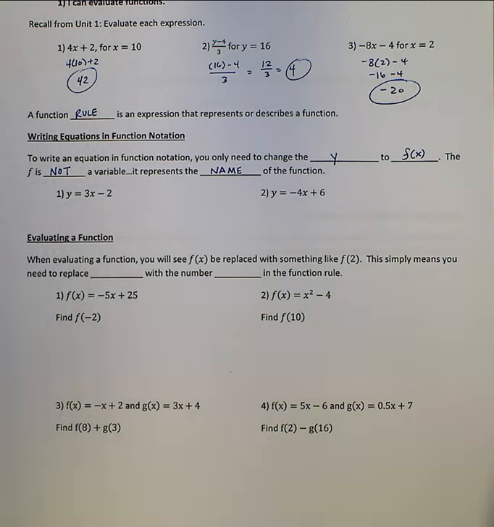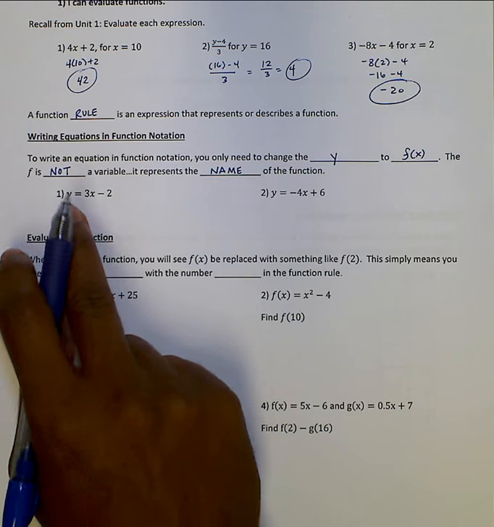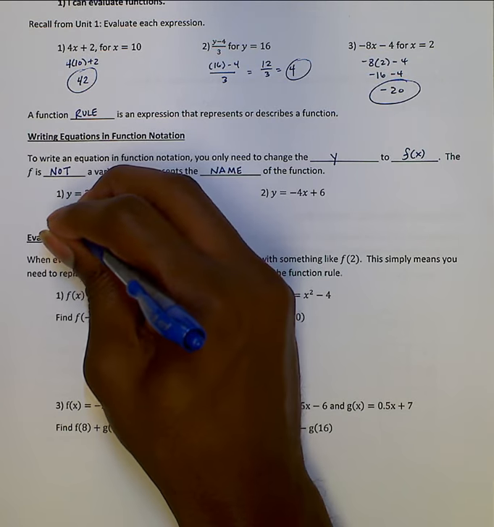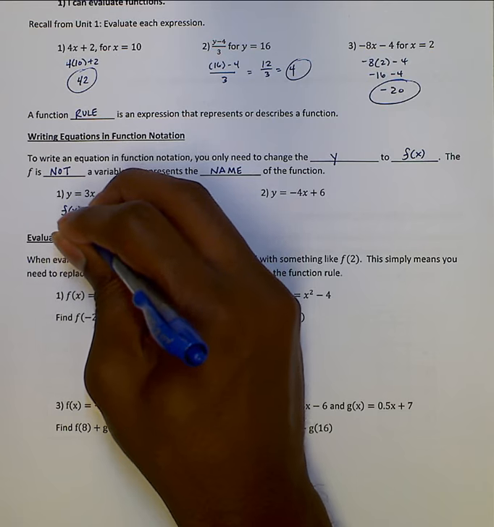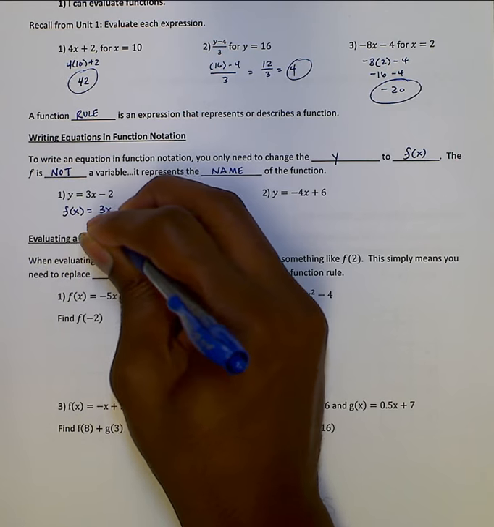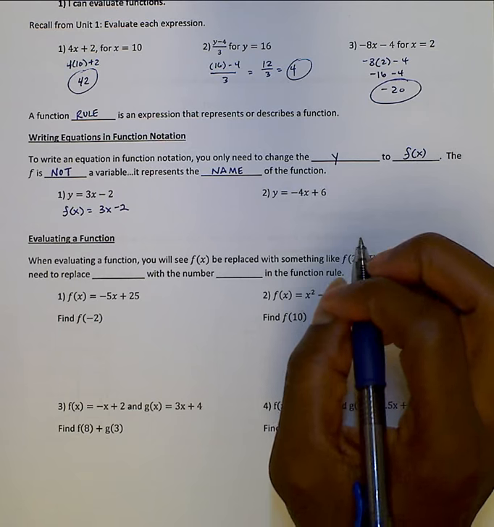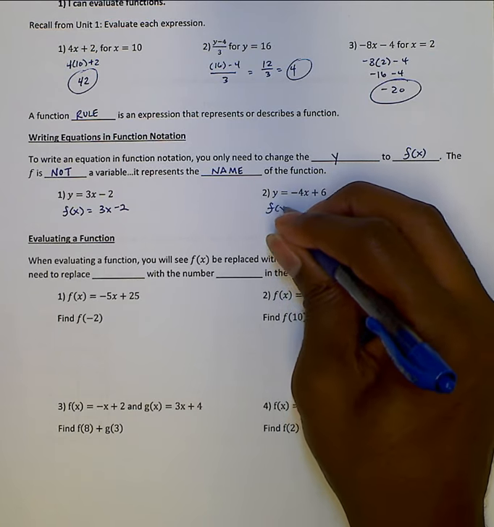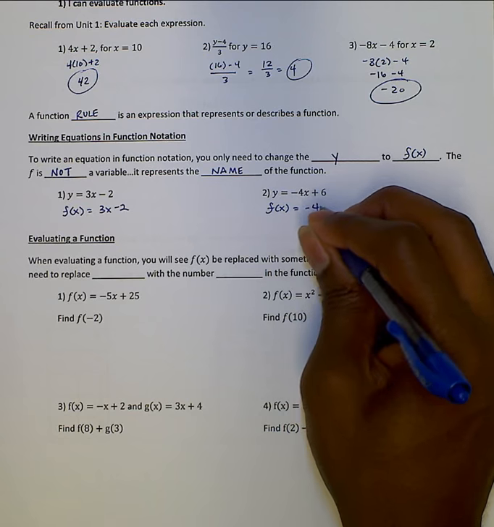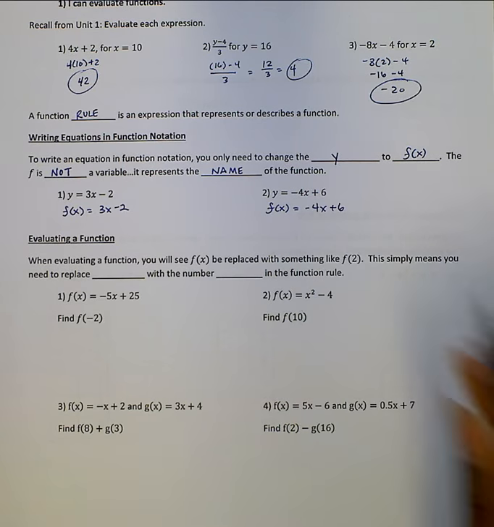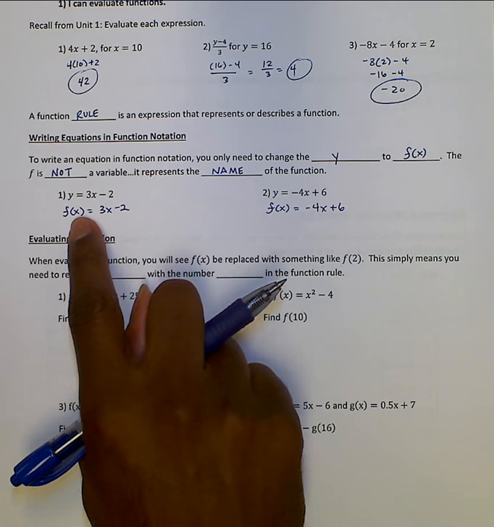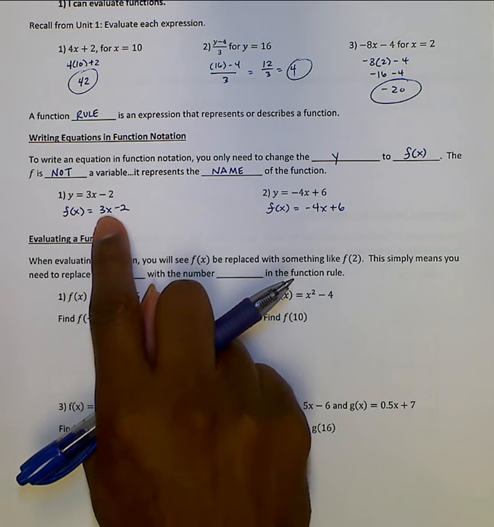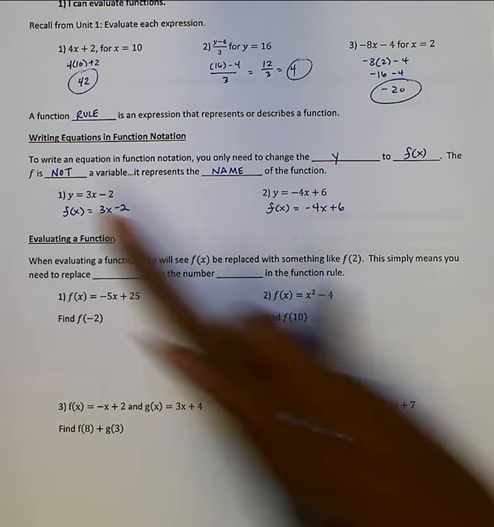In this problem, if we have y equals 3x minus 2, we can write that in function notation as f of x equals 3x minus 2. Here, if we want to write this in function notation, we'd say f of x equals negative 4x plus 6. And so we basically say the function f, this is the function when x is whatever it is. In this case, x is just x.